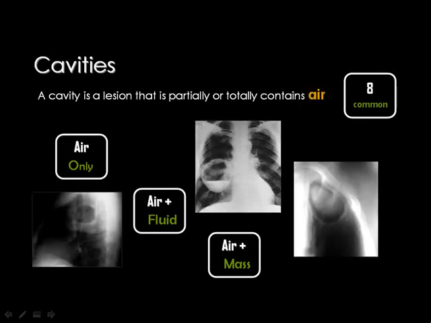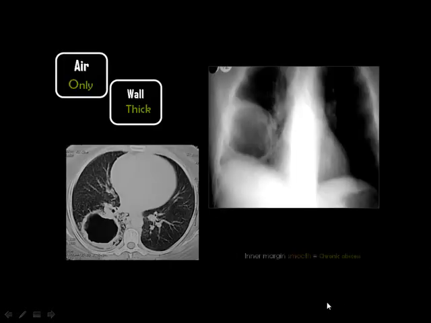Then we came to the fourth type of the pulmonary focal lesions, which is the cavities. And a cavity by definition should contain air. Air only, like this cavity, air and fluid, like this cavity, and air and a mass, like this cavity. Then air is an important finding in the lesion to diagnose a cavity. Then we go to the differential diagnosis.